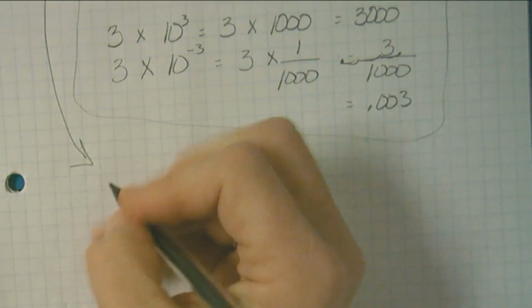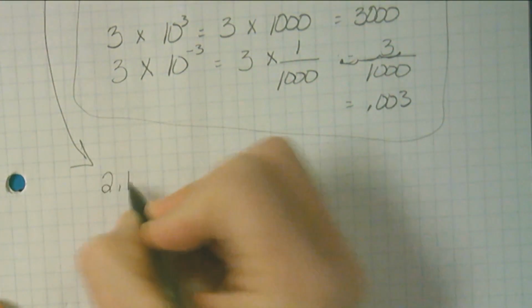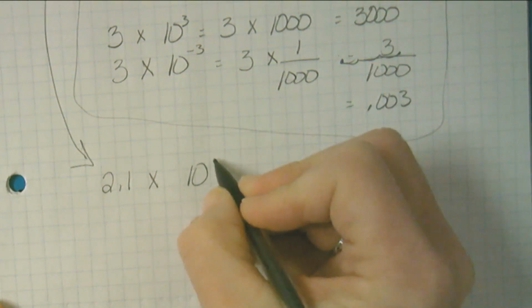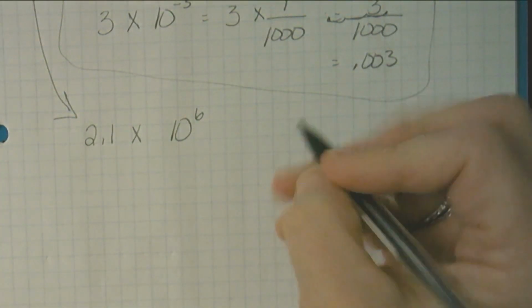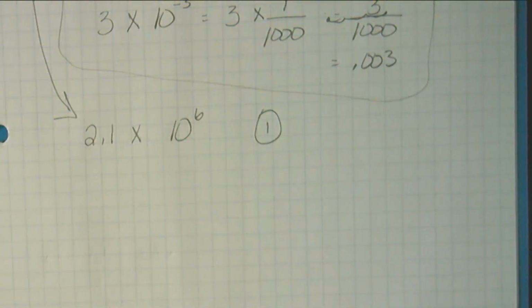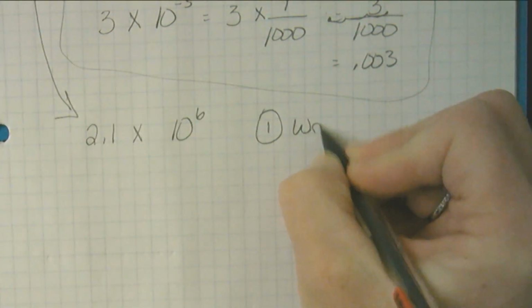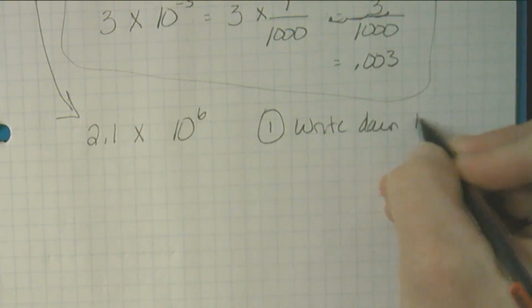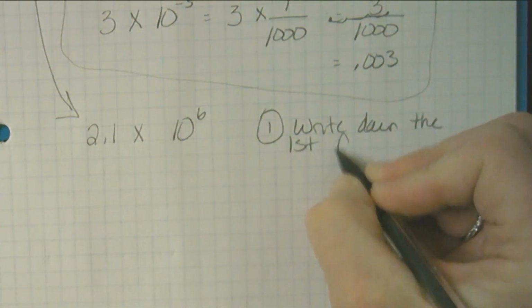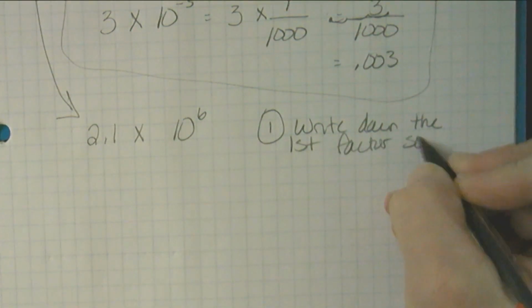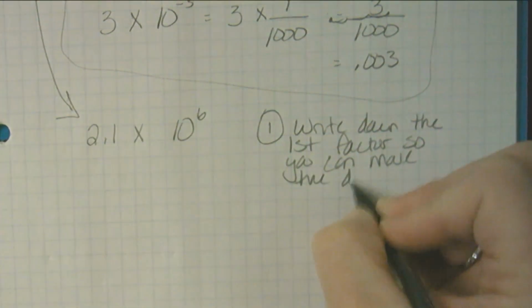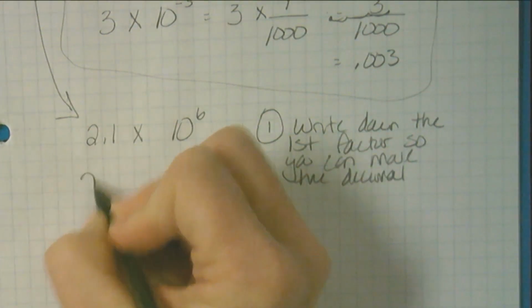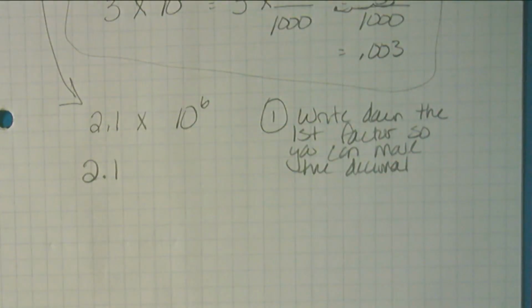So let's say I had 2.1 times 10 to the 6th power. All right, so first of all, what you're going to do, you're going to write down the first factor so you can move the decimal. So that's super easy. I'm just going to write down 2.1 here.